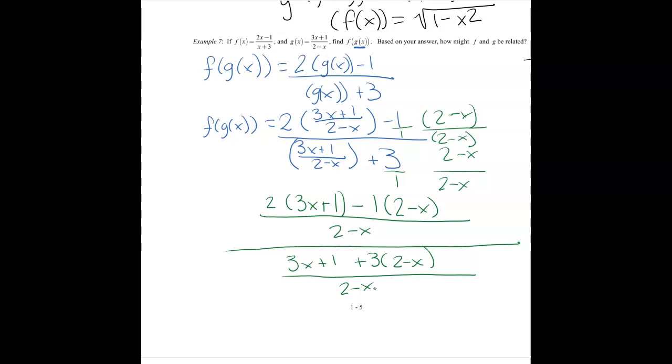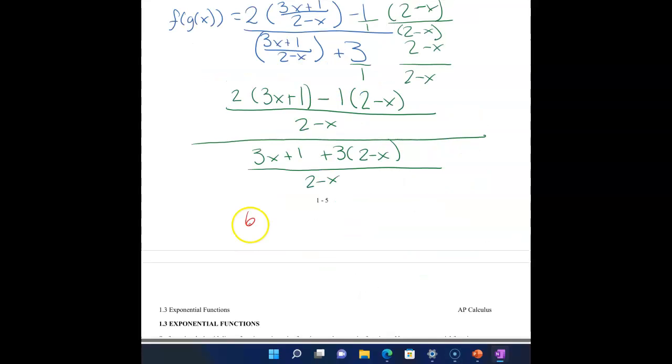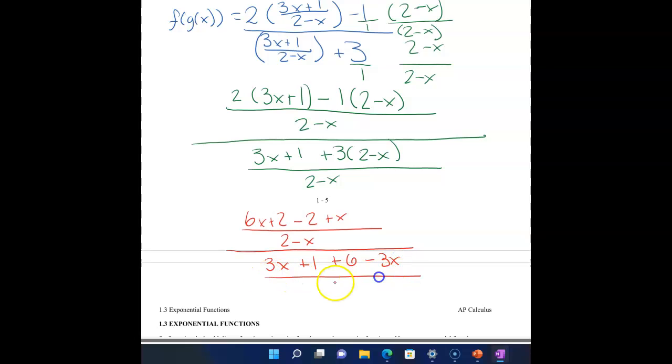Alright, so now we just get to distribute this out. And so we should end up with 6x plus 2 minus 2 plus x, all over 2 minus x, all over. That should still be 3x plus 1 plus now 6 minus 3x, still over that 2 minus x.